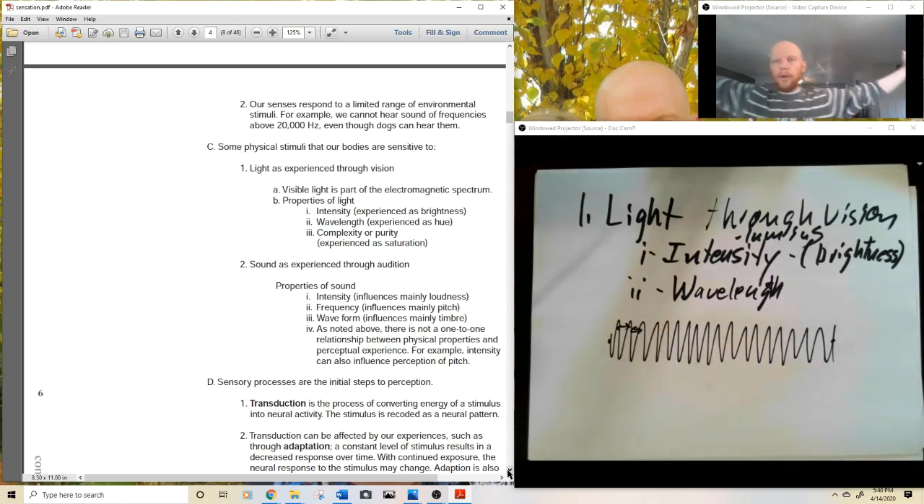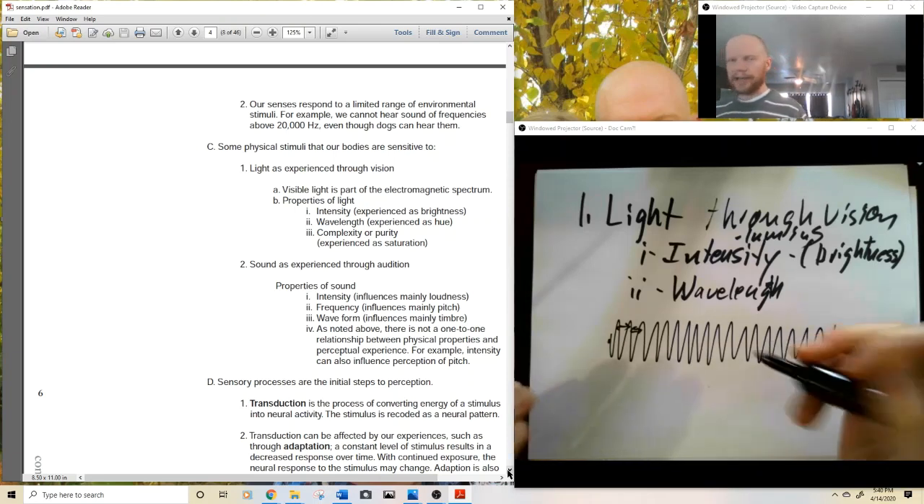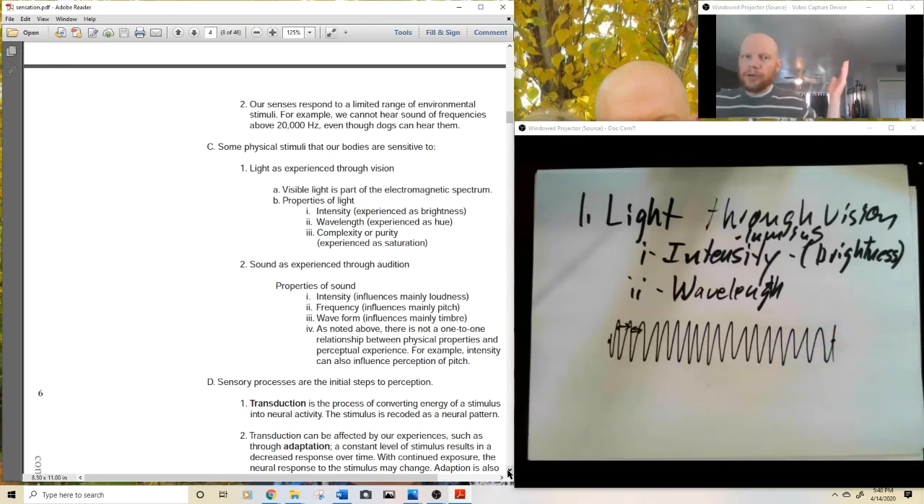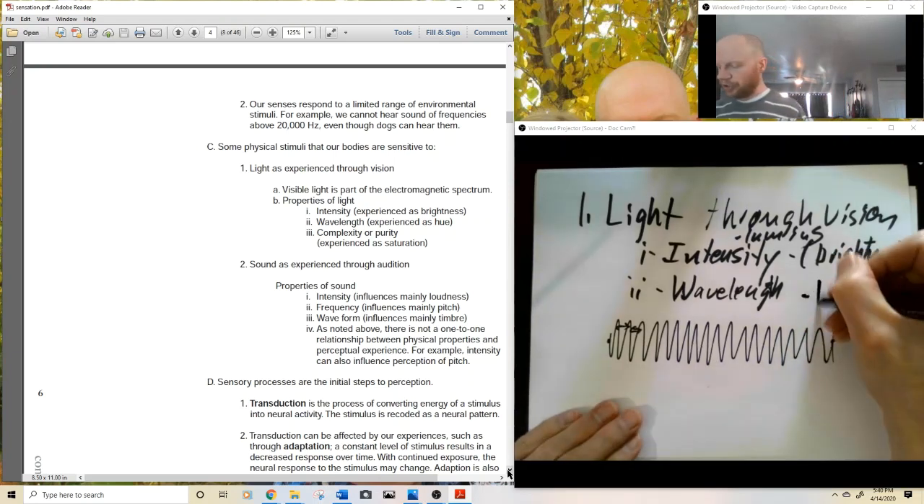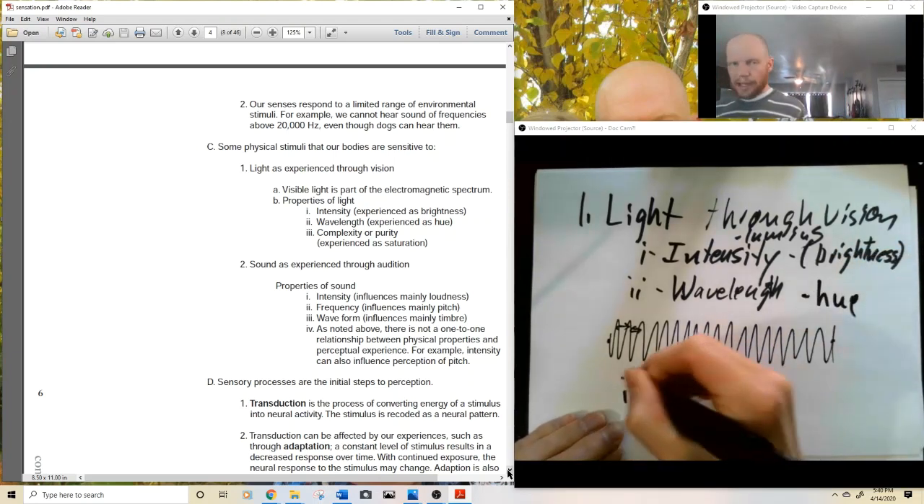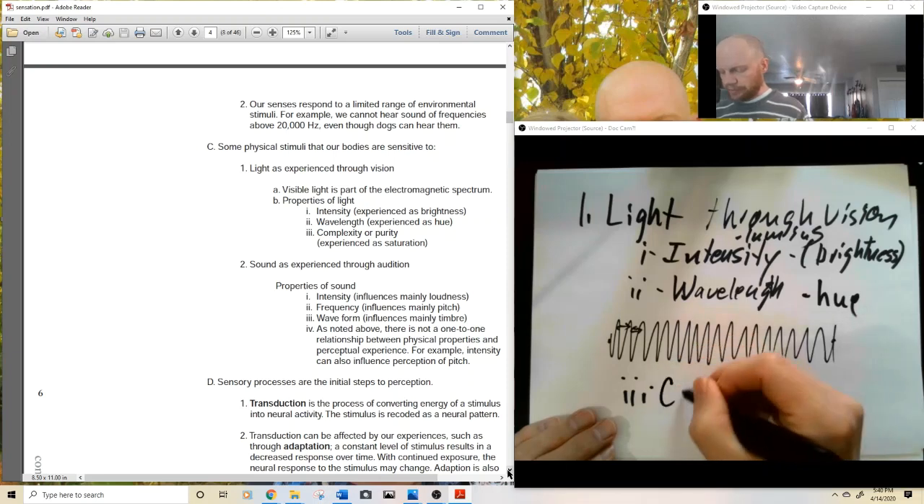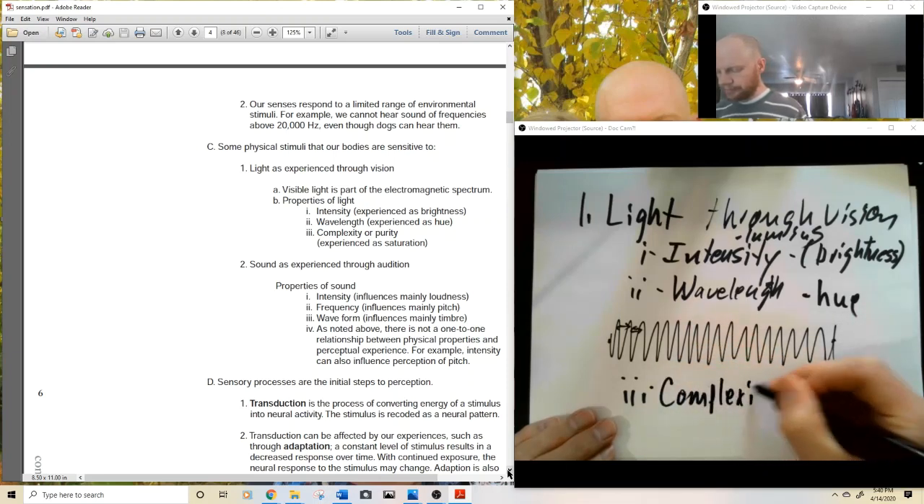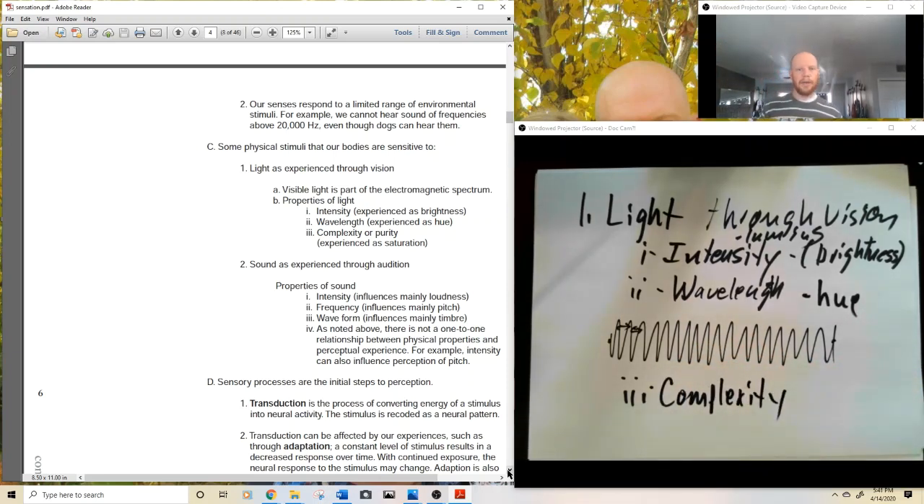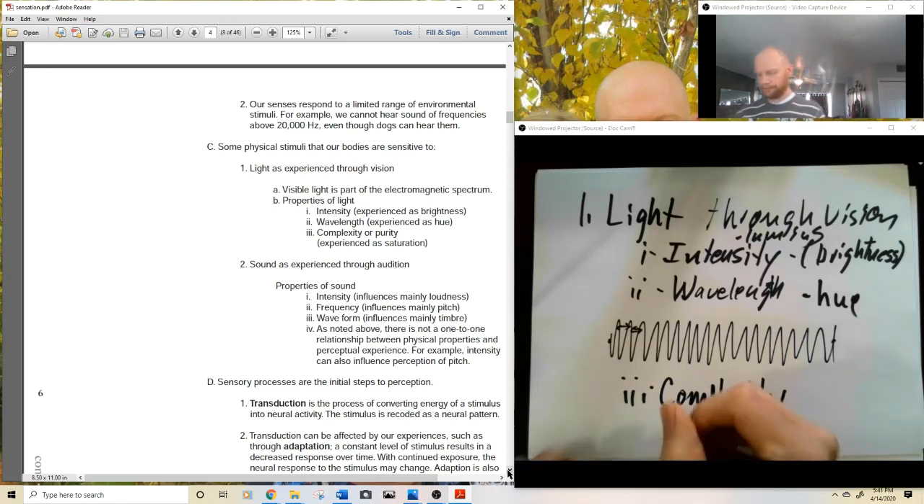So radio waves are big. They might be meters across. Gamma rays are minuscule. They're still bigger than atoms, but they're like so teeny tiny. And the more you have in there, the more powerful it is. So red is a different wavelength than purple is, and you probably know that. That's hue. And 3 is complexity. So this is how much of a thing there is.